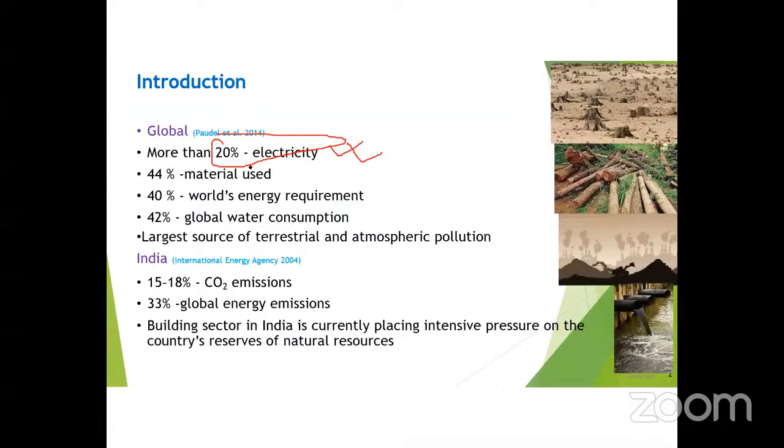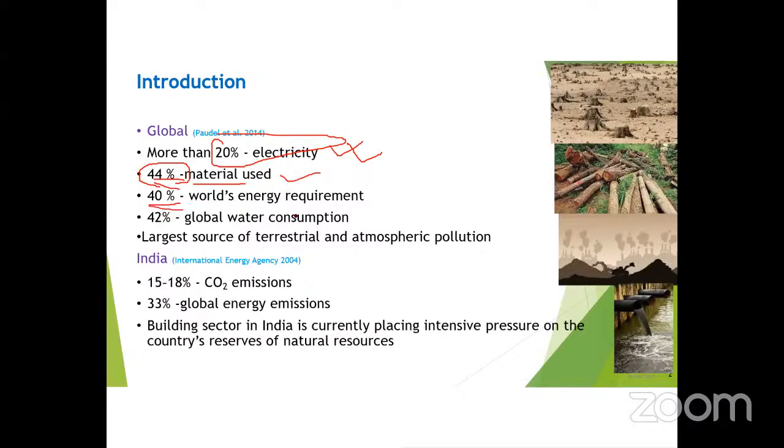So buildings normally use 20% of electricity and 44% of material used. Here we are talking about non-renewable material. You can imagine, whenever we dig a site, when we go for the clearance of the site, we need the materials, we need the equipment. So 44% of material is used for the construction of anything.